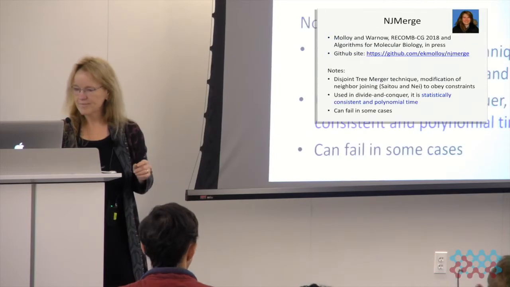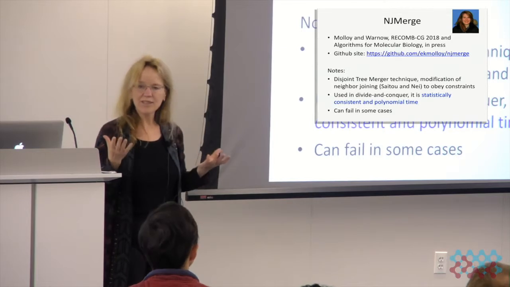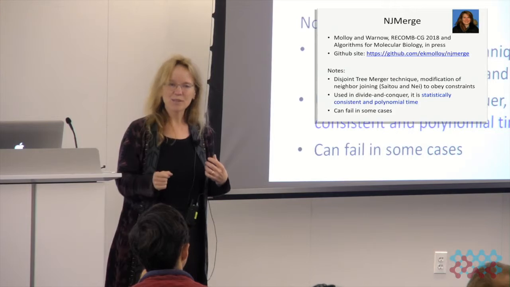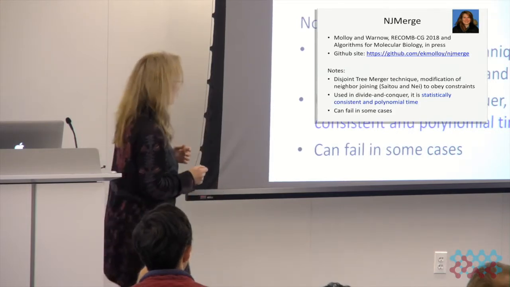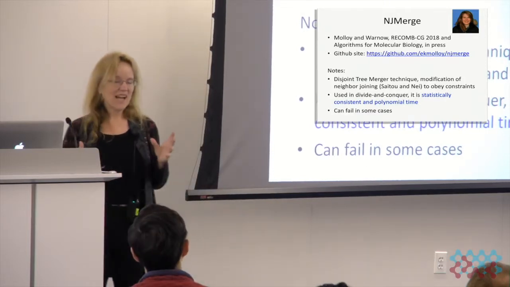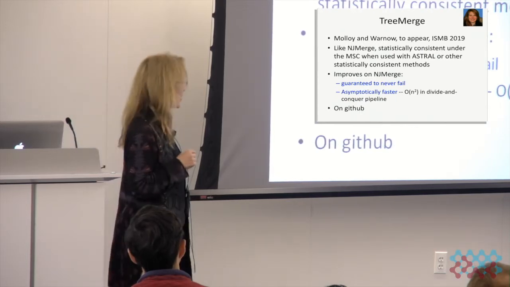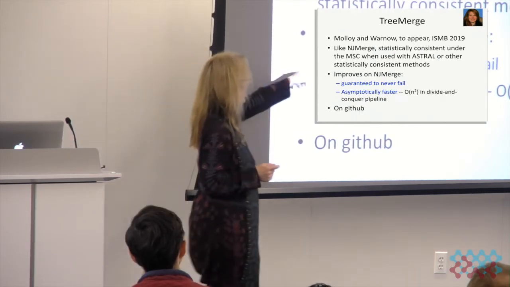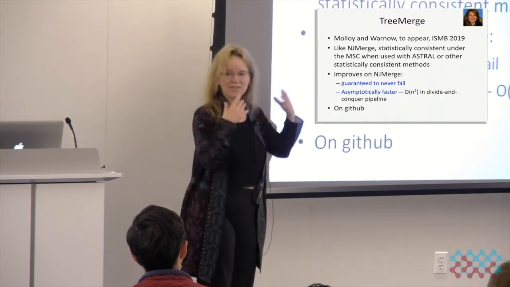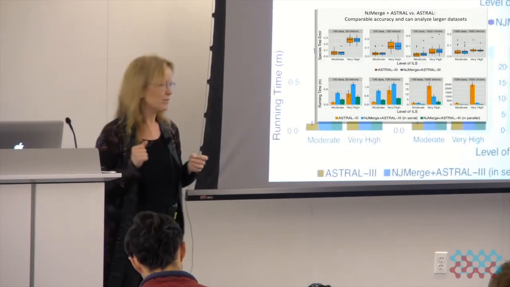Okay. Aaron's done NJ-merge, which is basically a modification of neighbor joining, and it achieves statistical consistency in these pipelines. It's polynomial time, and the only problem is it can fail. Algorithmically it has some challenges. So she then developed something called tree merge, which is guaranteed to never fail. It's also polynomial time, also statistically consistent, and it's asymptotically faster inside this pipeline. Okay, so these are the two things, and I'm going to show you results with NJ-merge for the species tree thing.